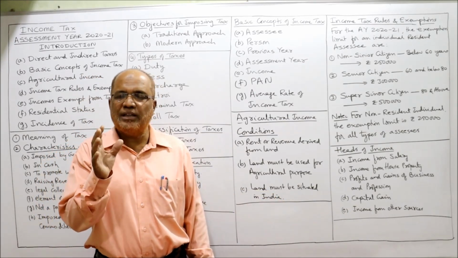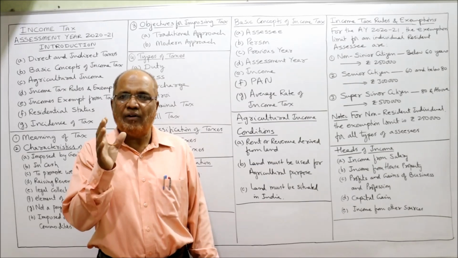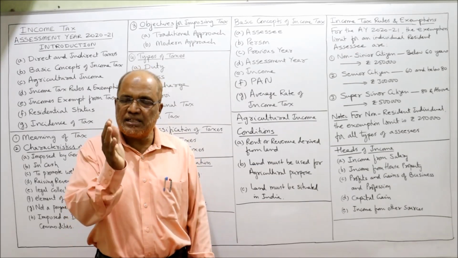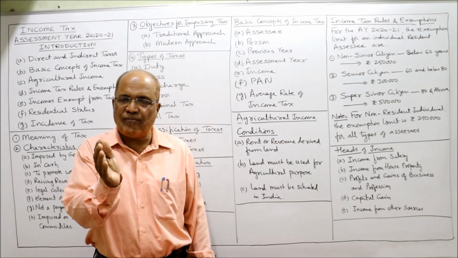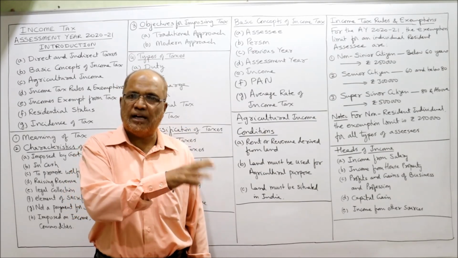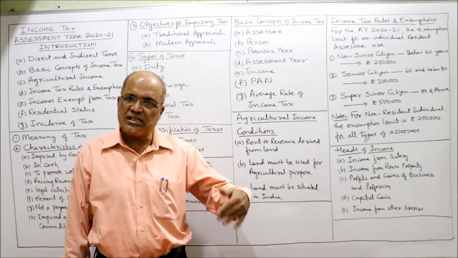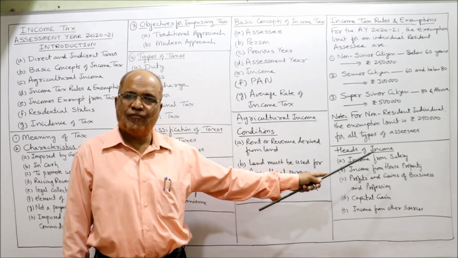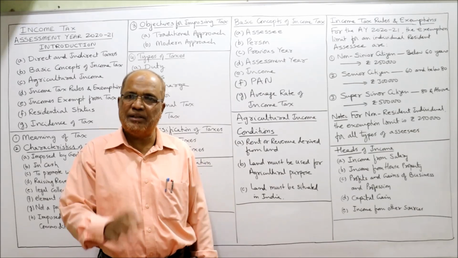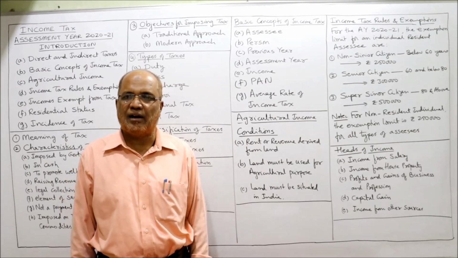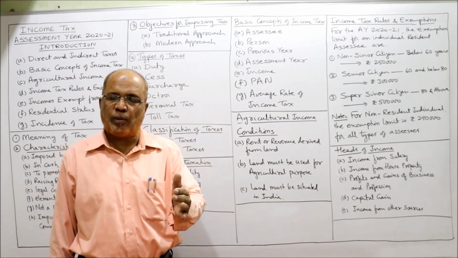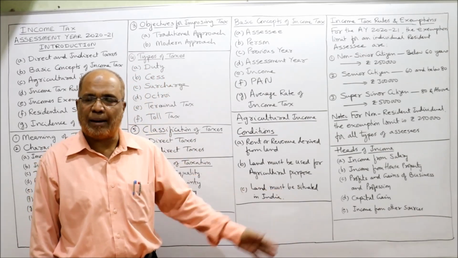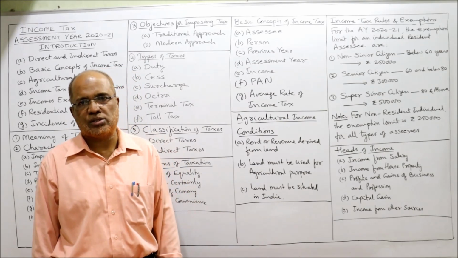So, for computing the income of a person, we have to find out what the source of income is. Is it income from salary? If it is income from salary, it is taxable under the head income from salary. In the next videos, I am going to explain each head, one video for each: how to compute income from salary, income from house property, profits and gains from business and profession, capital gain, and income from other sources.